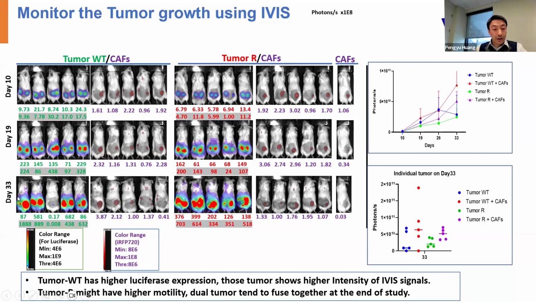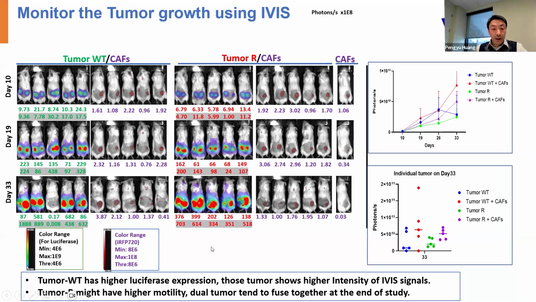Then they start to kill the left side, the tumor without CAFs, but the tumor with CAFs, they can protect from the killing. So on the right side, even without the CAFs, because they have the ability to resist the killing, you can still see signal there. But you definitely see that on the right side with CAF, the tumor signal is stronger. So the CAF can provide protection for the tumor.